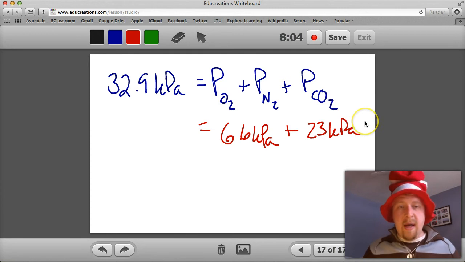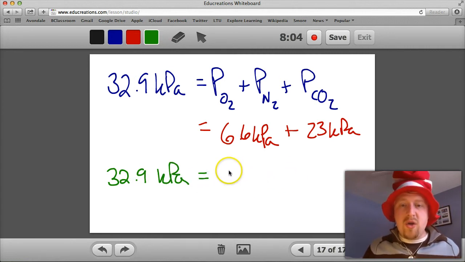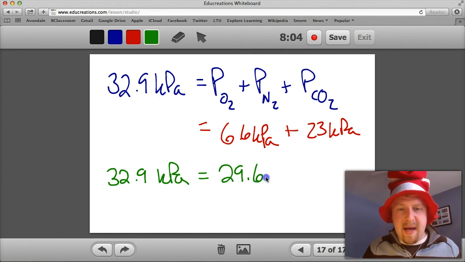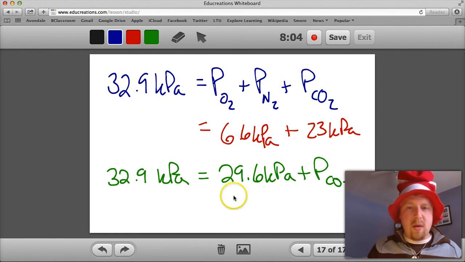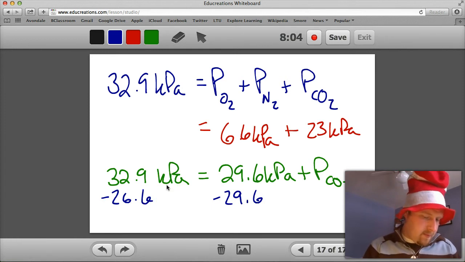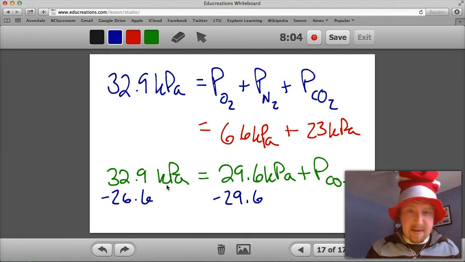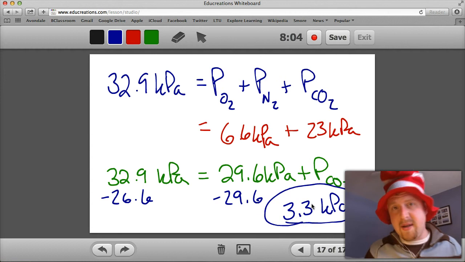kPa. So what I have so far is 32.9 kilopascals equal to 29.6 kilopascals plus the pressure of CO2. And what I can do is I can subtract 29.6 from both sides. That's it. So 32.9 minus 29.6 is 3.3 kilopascals. And that's what you should have gotten for your answer.